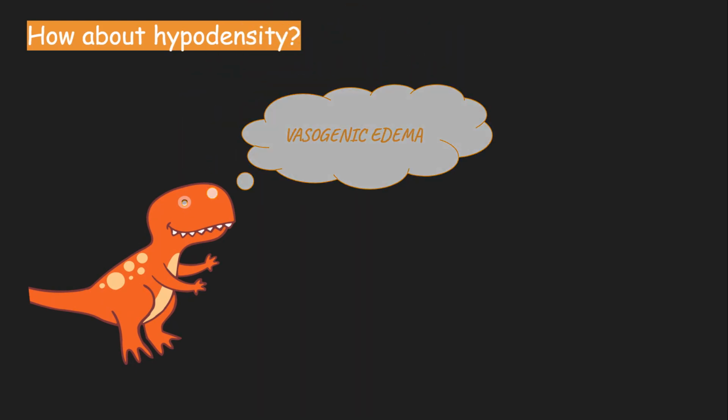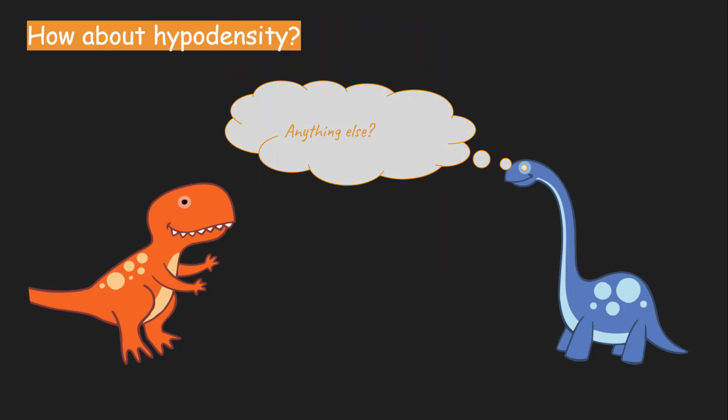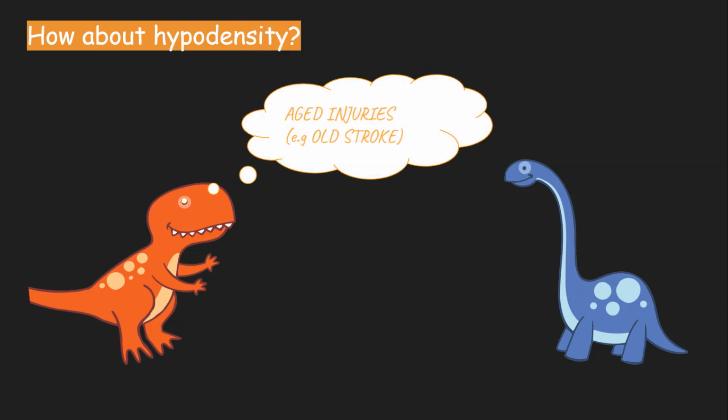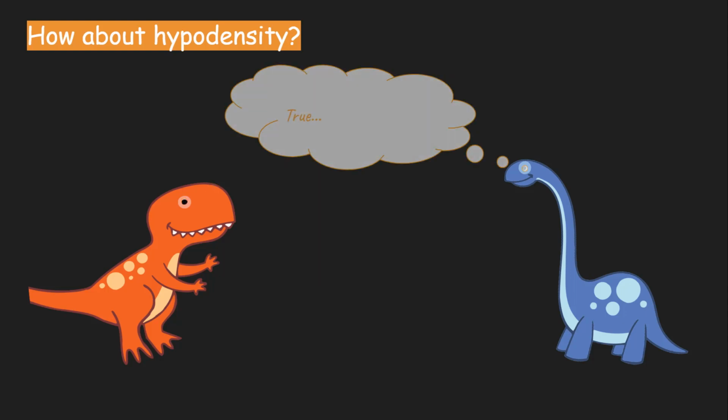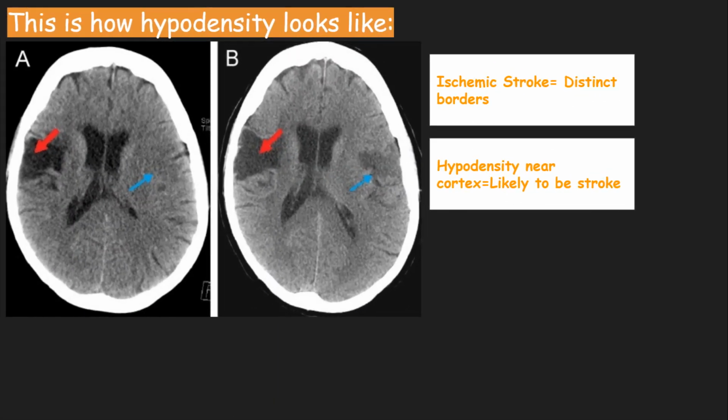Any lesion that can cause pathogenic local edema to the brain can appear as hypodense or dark. Aged injuries of the brain, like an old stroke, are the other cause of it. Ischemic stroke, which is the most common type, is expected to have distinct borders because it respects vascular territories. If the hypodensity is located on the cortex, like shown in the image, that's also likely to be due to ischemic stroke rather than something else.